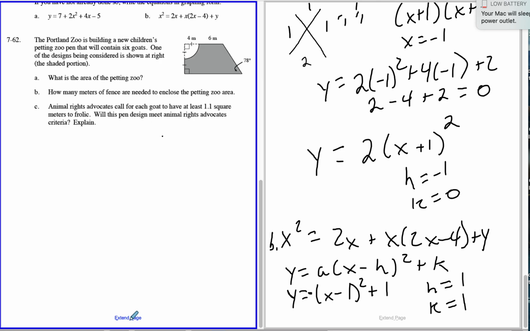Okay, this one's a little long, bear with me. It says the Portland Zoo is building a new children's petting zoo that will contain 6 goats. One of the designs being considered is shown to the right in the shaded portion. So our goal here is to figure out the area of the shaded portion.